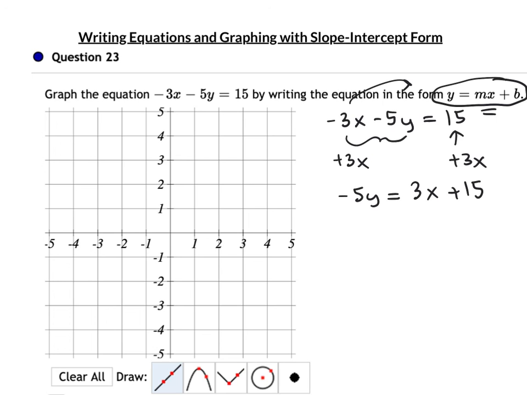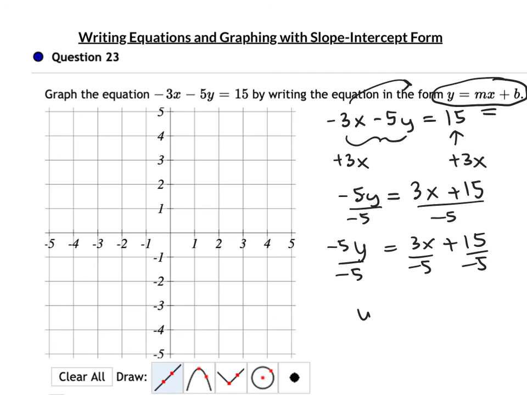Almost done. I need to get y by itself, and there's times between the 5 and the y. That's a negative 5. Divide every term by negative 5. I would rather just write it like this: divide every term by negative 5, negative 5, negative 5, and y will equal negative 3/5 x, usually move the negative up top, minus 3. That means the intercept is negative 3, and we got a problem here.